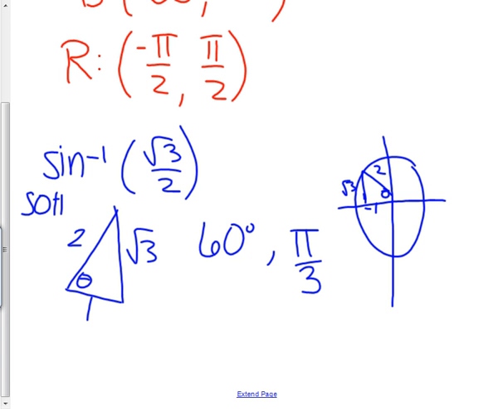But who can tell her why this one you cannot use? Why it wouldn't be valid? It's not in the range. Yes, this one's not in the range. Remember, the range for sine inverse is negative pi over 2 to pi over 2. So your answers could only be from this area.